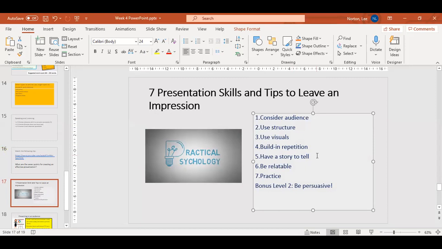So consider your audience, give yourself a good structure, use visuals, put repetition in, have a story to tell, be relatable, practice. But level 2, a little bonus one for you, be persuasive as well. Really try to sell your idea. You know, why are you correct, and why is what you say important? That will go a long way to passing your speaking and listening.